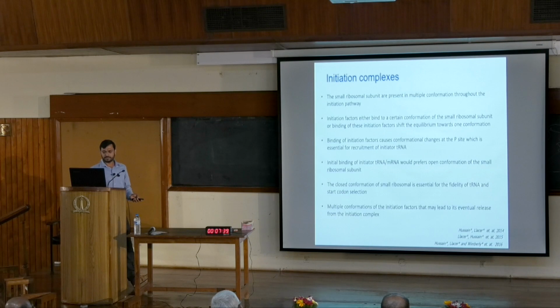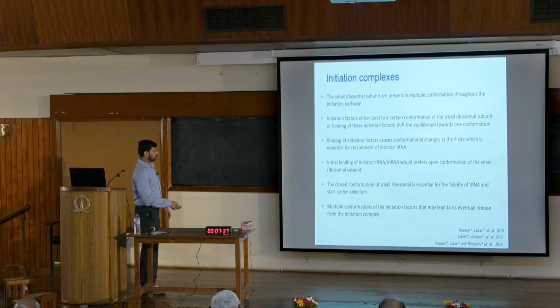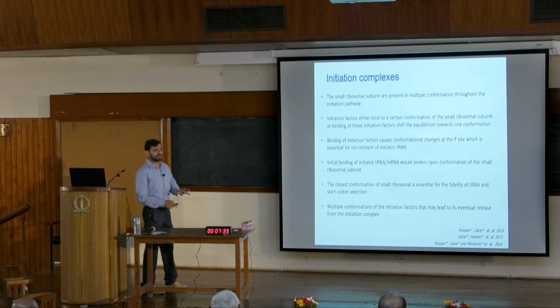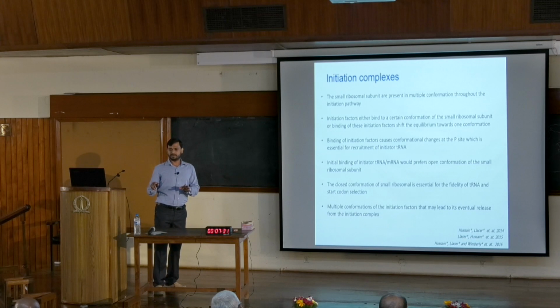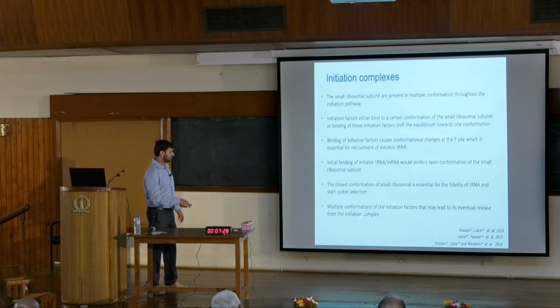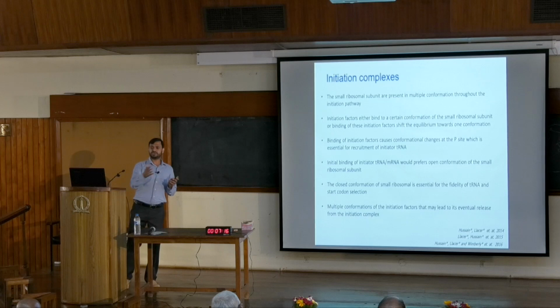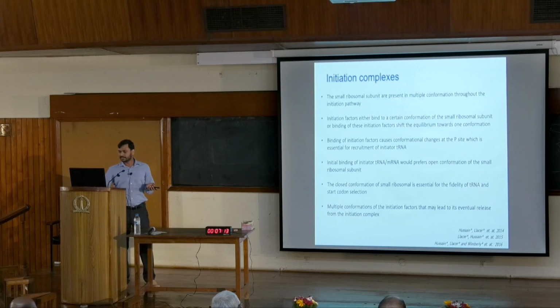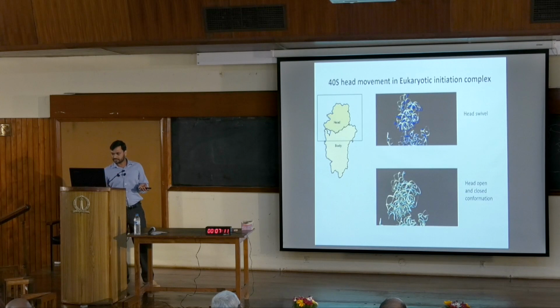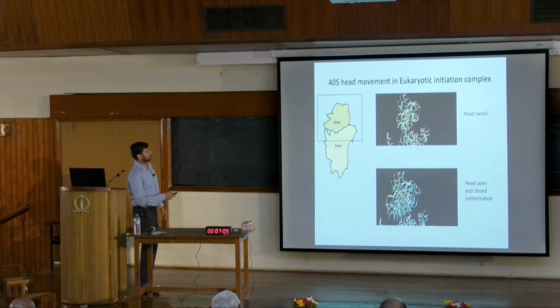And the other conclusion that we drew was that the closed conformation is essential to scrutinize the selectivity of the correct tRNA and the codon. Apart from the multiple conformations of the ribosome, we also saw multiple conformations of the helper proteins, the initiation factors themselves, on the ribosome, and this may be essential for their eventual release from the complexes. Now, I'll just quickly show the movement that we observed.